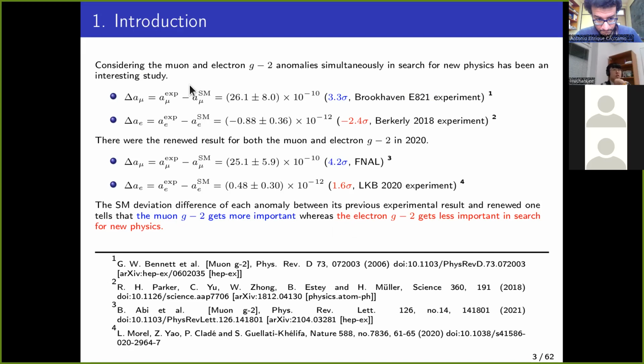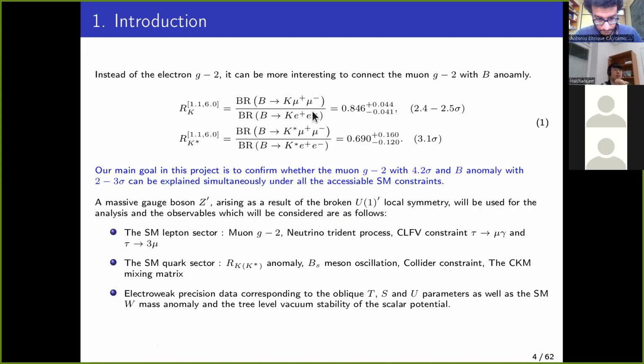Instead of the electron g-2, it can be more interesting to connect the muon g-2 with the B anomaly, because the B anomaly still reports 2 or 3 sigma. So our main goal in this project is to examine whether the muon g-2 with 4.2 sigma and the B anomaly with 2-3 sigma can be explained simultaneously under all the accessible standard model constraints.